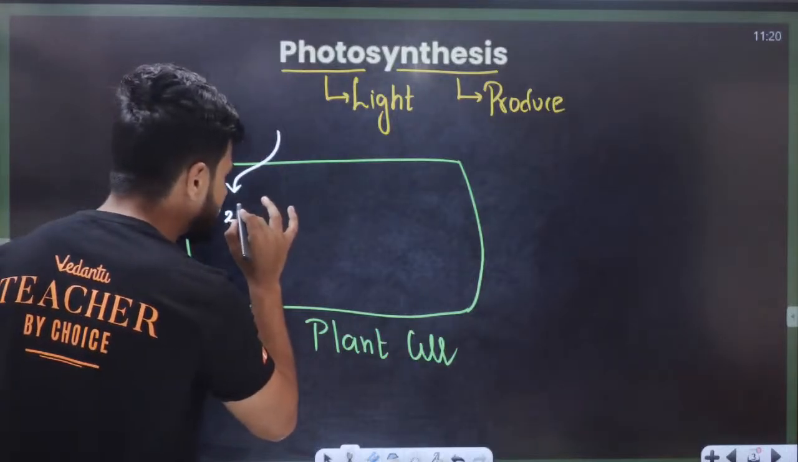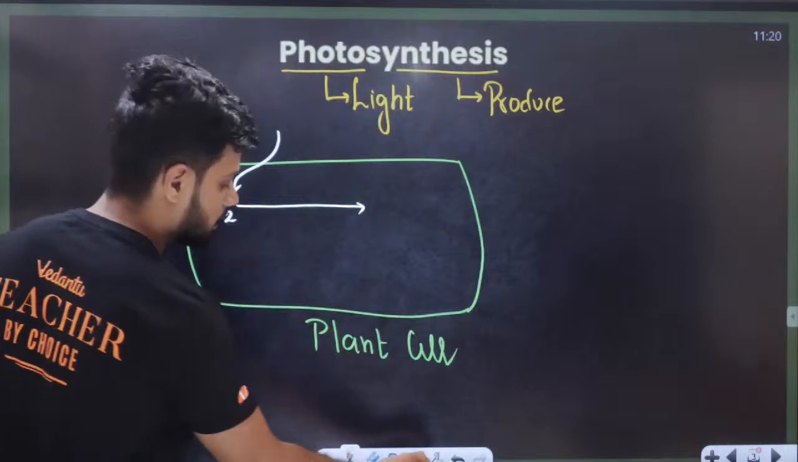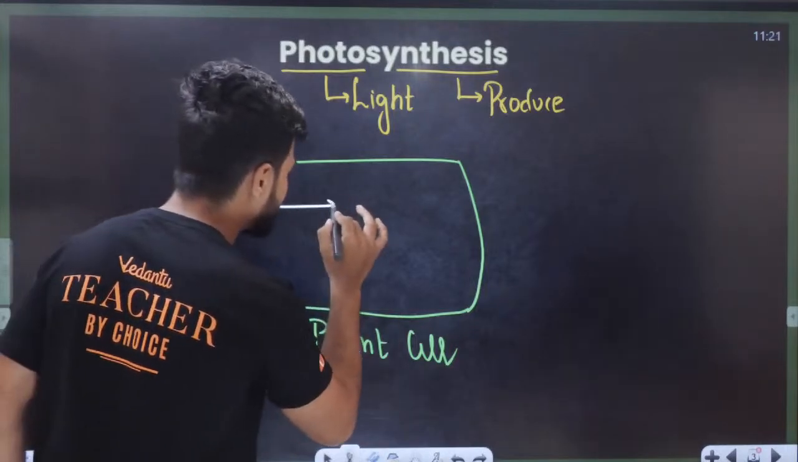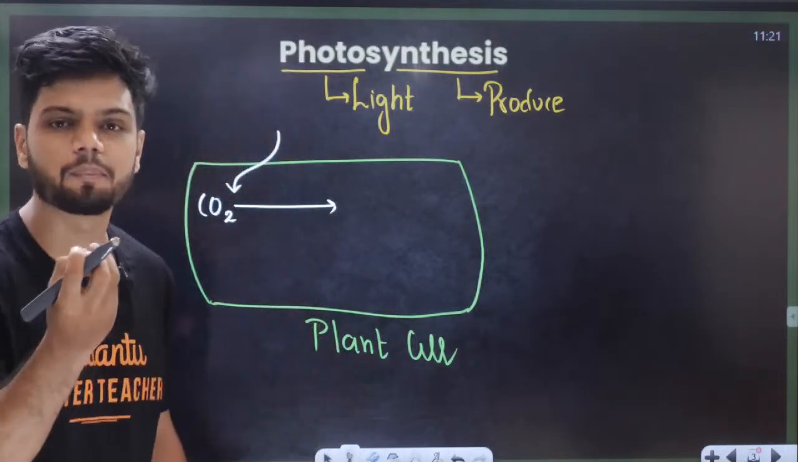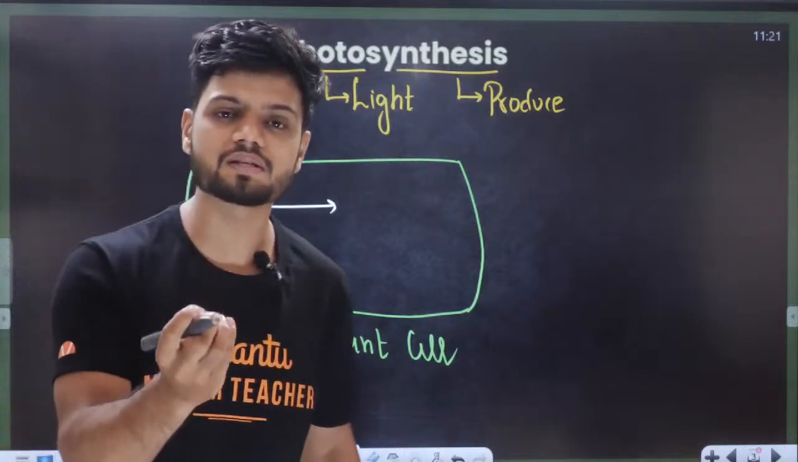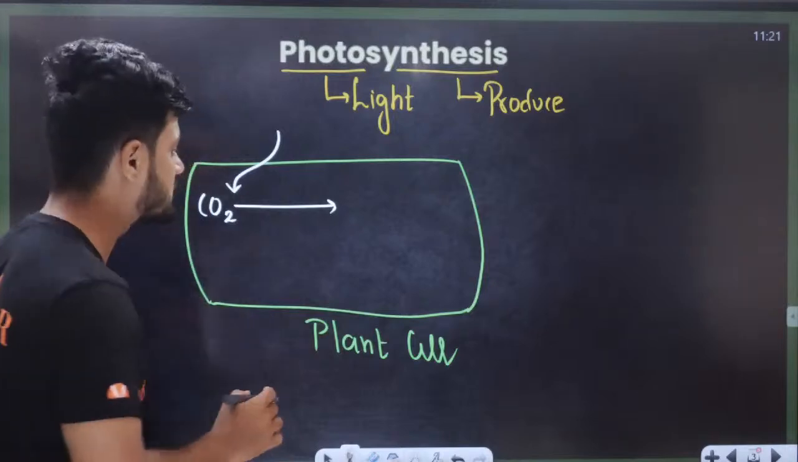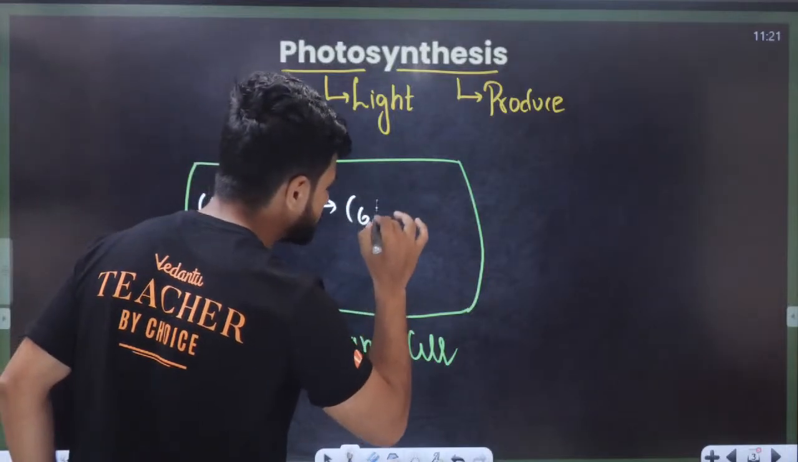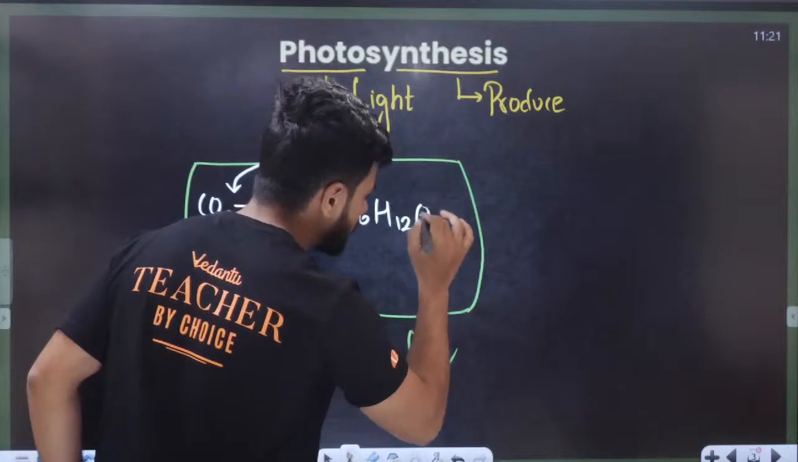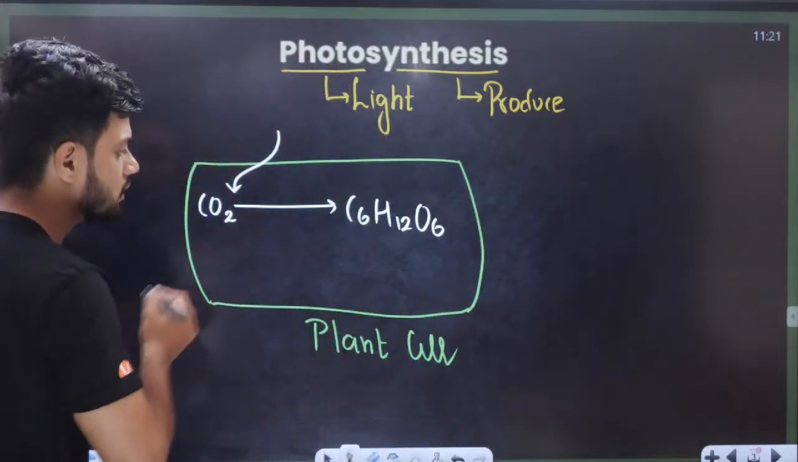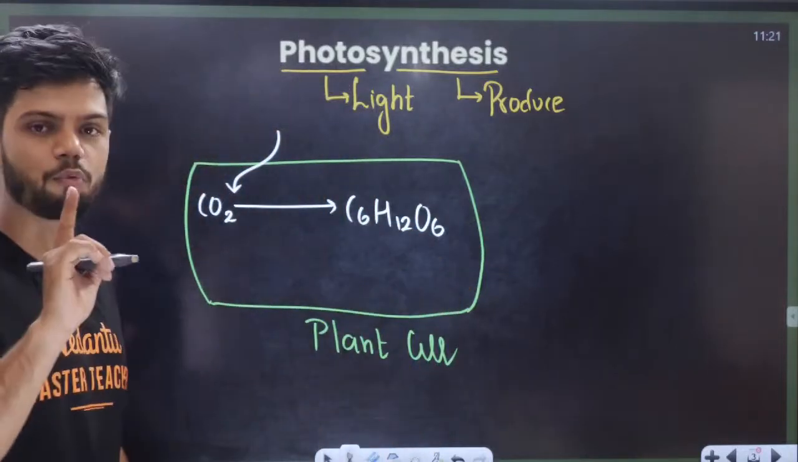Now this CO2 right here is getting converted to a form of carbohydrate. Can anyone tell me which is the simple carbohydrate which is found in the case of plants? You will tell me, sir, it is getting converted to glucose. Yes or no? It is getting converted into glucose. That is right.